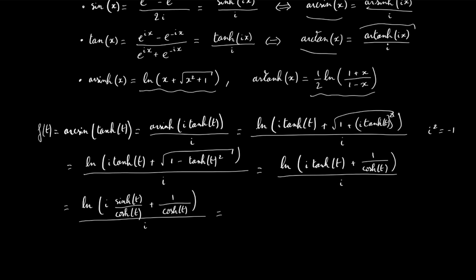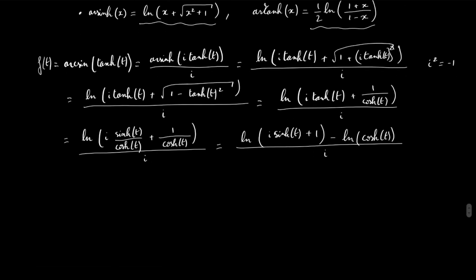And this is equal to the logarithm of i hyperbolic sine of t plus 1, minus the logarithm of the hyperbolic cosine of t, everything divided by i. Now, because it looks a bit complicated to simplify this formulation further, what we are going to do is develop the formulation of g of t and try to see if we end up having an expression that is similar and hopefully identical to f of t.